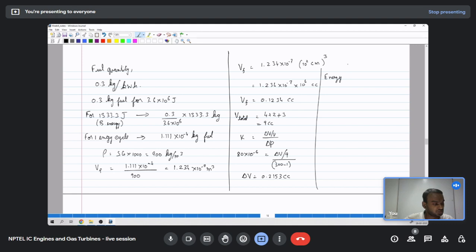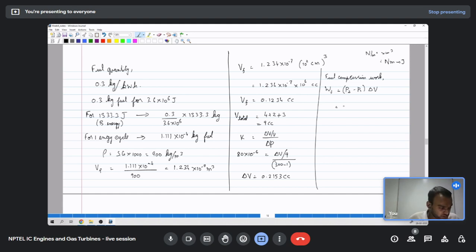spent for compression of fuel, the fuel compression work is P2 minus P1 into delta V. So we would have Newton per meter square into meter cube, then we will have Newton meter, which is joules.